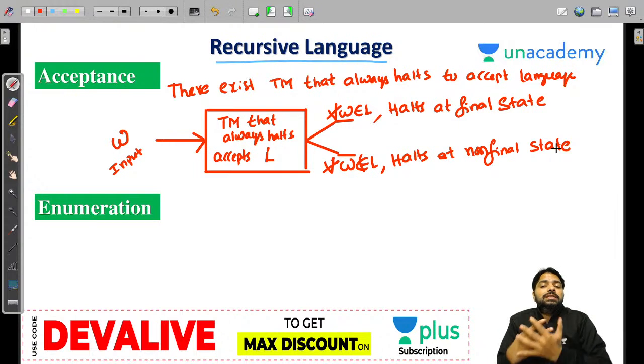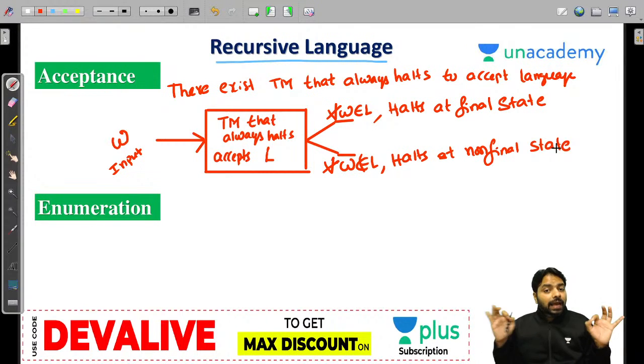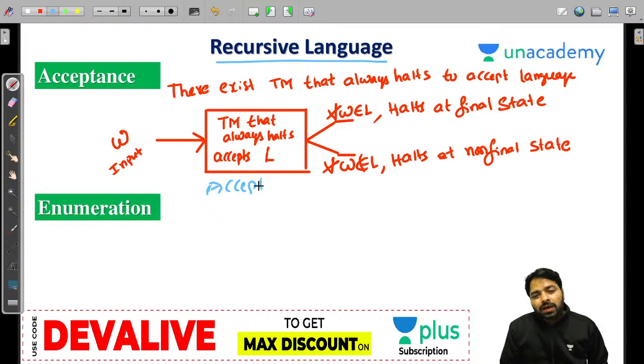Because we can always design some Turing machine that always halts. But will every Turing machine that accepts a recursive language always halt? No guarantee, guys. For a recursive language, we can build a Turing machine. We can build a halting Turing machine. Remember that point. Don't say every Turing machine always halts, that is wrong. We should say there exists a TM that always halts. There exists, no doubt. Okay, this is about the acceptor. Guys, we can build an acceptor.